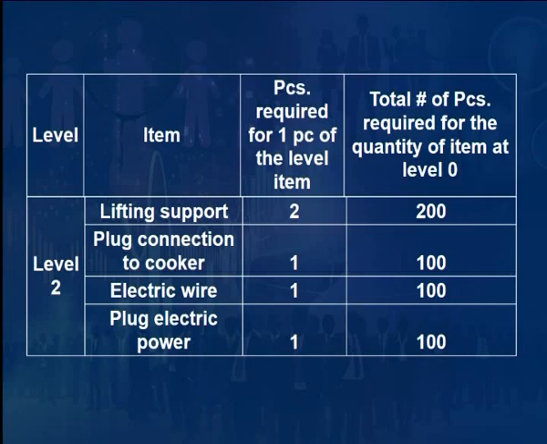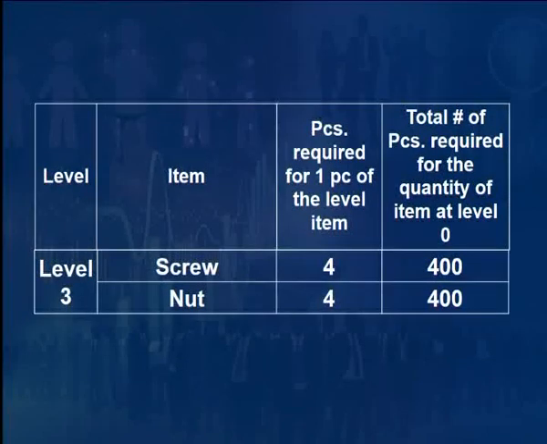You need 100 plug connections to the cooker: 100 electric wires, 100 plugs. Now level 3, each cooker requires 4 screws, so you will need 400 screws if you want to make 100 cookers, and 400 nuts. I mean, it's simple common sense, but when you put it in the MRP systems, then it becomes very easy.